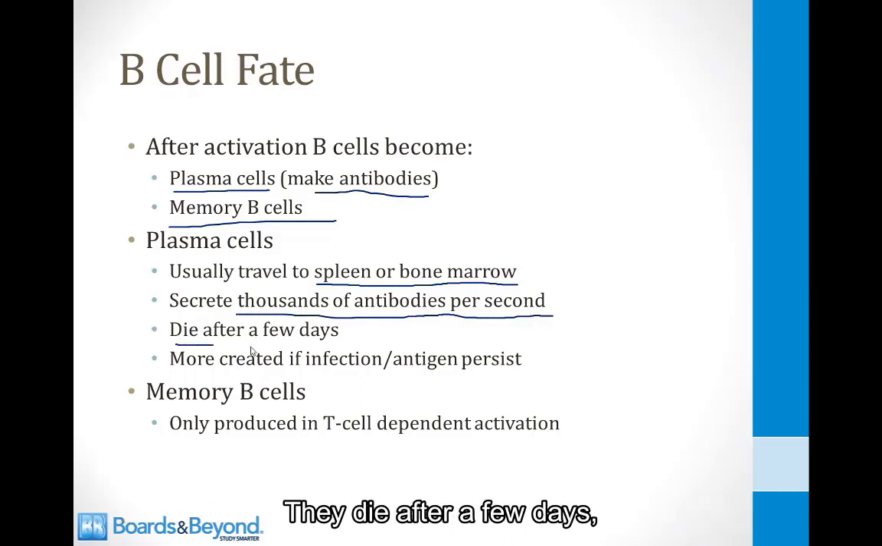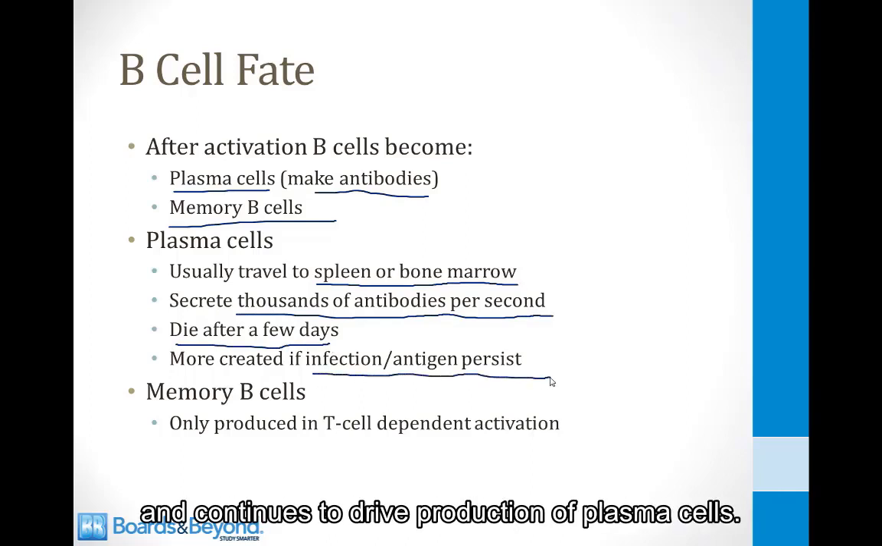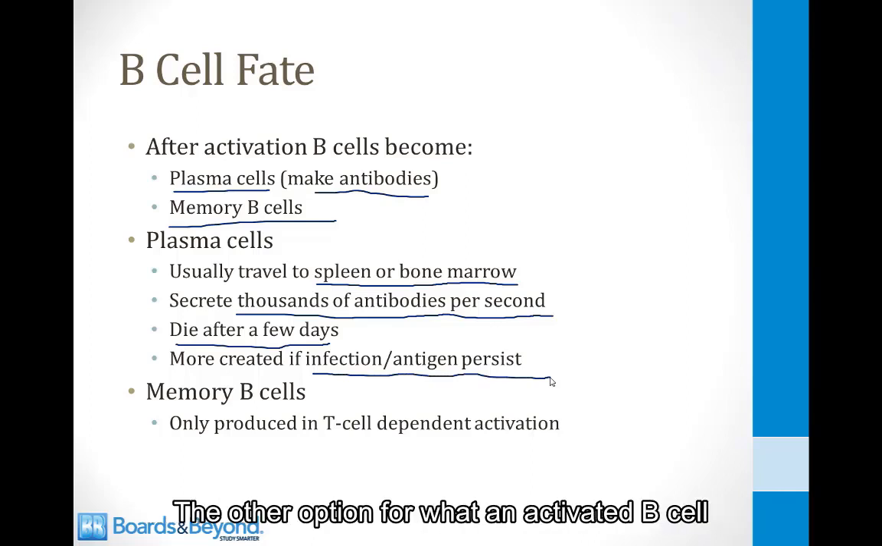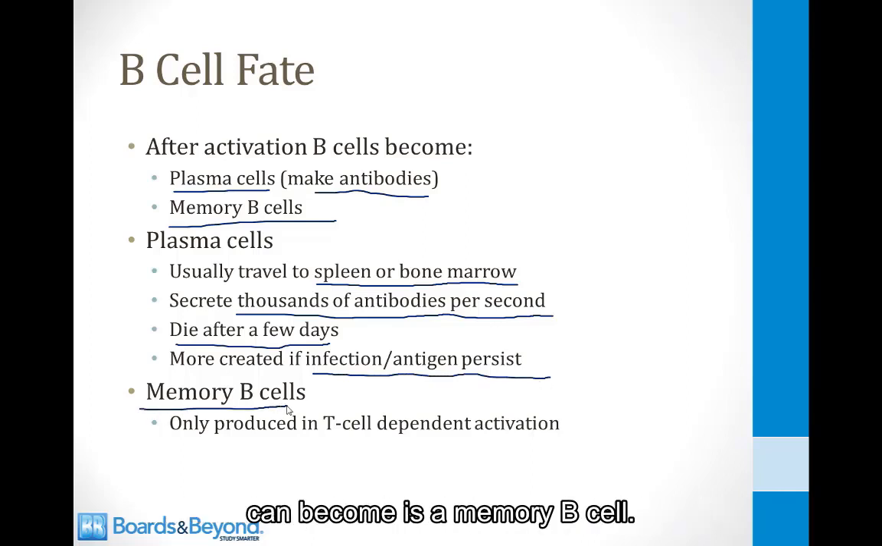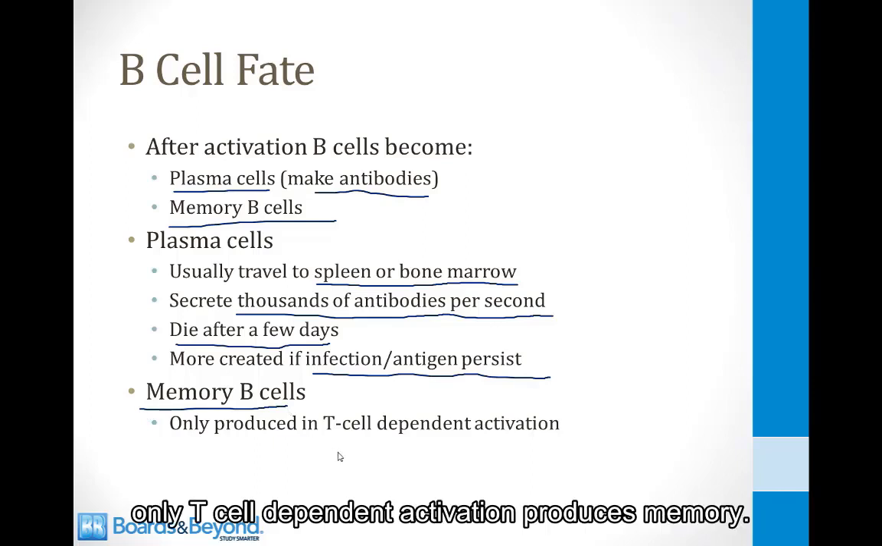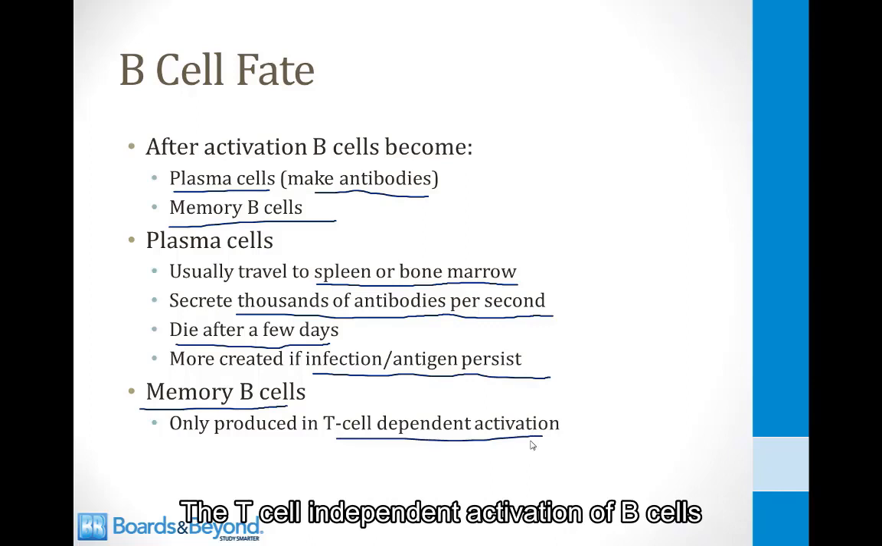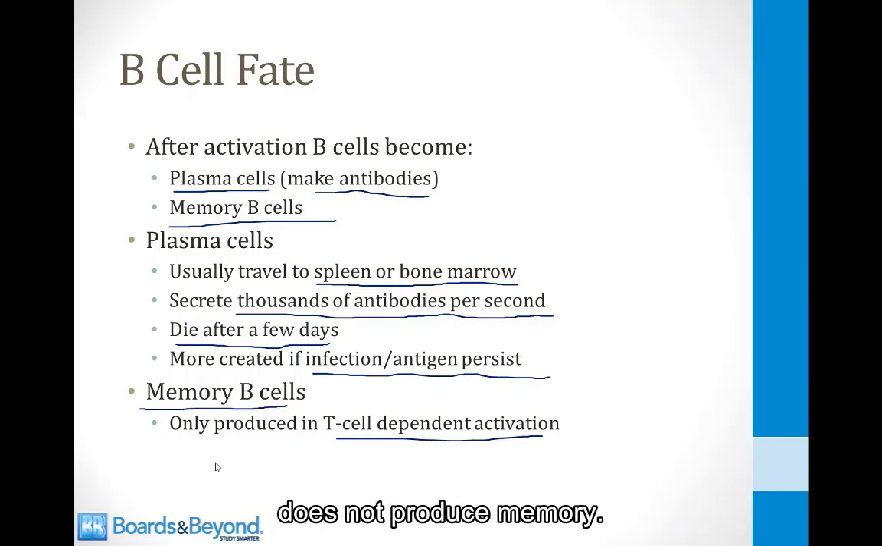They die after a few days, however, more will be created if the infection or the antigen persists and continues to drive production of plasma cells. The other option for what an activated B cell can become is a memory B cell, and remember what I said before, only T cell dependent activation produces memory. The T cell independent activation of B cells does not produce memory.